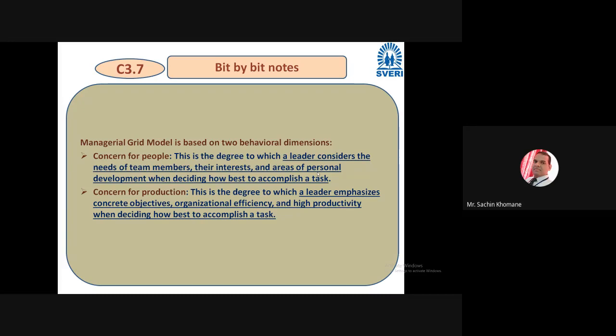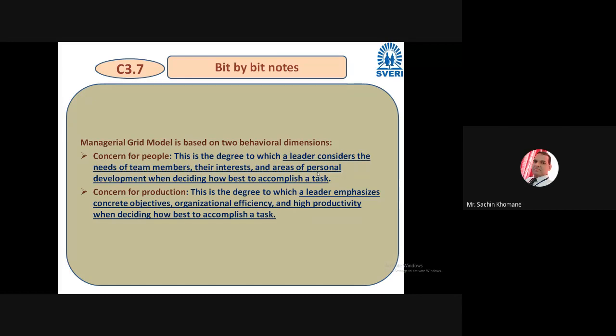And areas of personal development, where that person needs to work and where he needs to develop, that is a concern for people, right? And while accomplishing the task, you have to consider that need, their interest, their personal development, specifically for accomplishment of the task, for achieving the organization objective. So that is nothing but the concern for people.